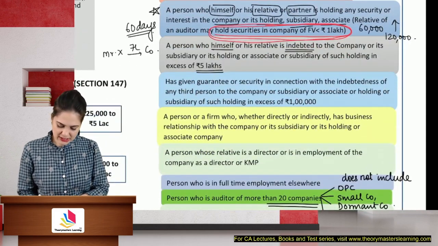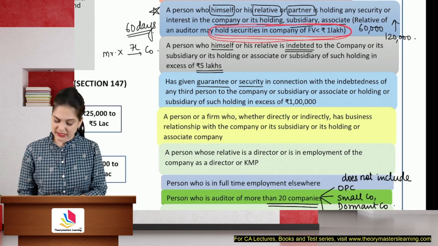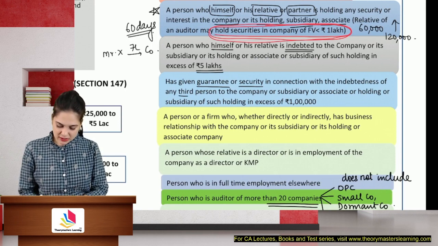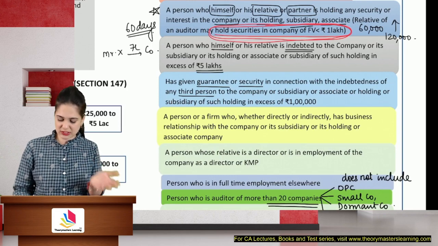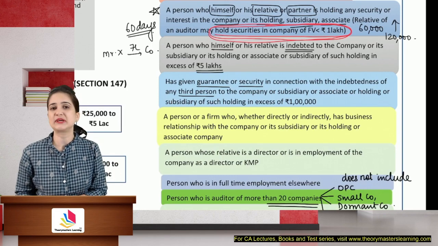Any person who has given a guarantee or security in connection with the indebtedness of any third person to the company or subsidiary or associate or holding or subsidiary of such holding in excess of rupees 1 lakh.